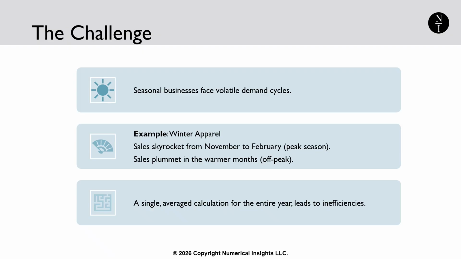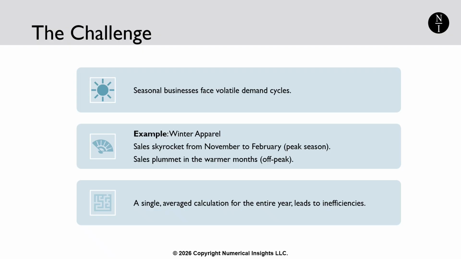Imagine a company selling winter apparel. Sales skyrocket from November to February, the peak season, but plummet in the warmer months. Using a single averaged calculation for the entire year ignores these swings, leading to inefficiencies. This often results in excess inventory during the off-peak period, tying up capital and increasing holding costs like storage, insurance, and obsolescence risks.